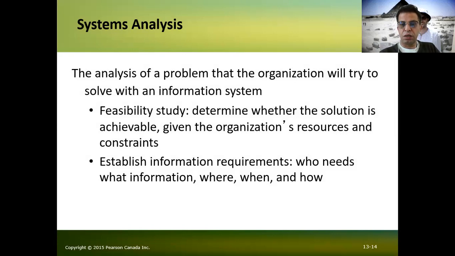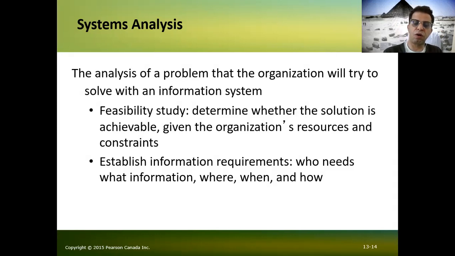So what's a system analysis, or business system analysis, which is usually called BA? It is the analysis of a problem that the organization will try to solve with an information system, like you do when there is a feasibility study, to determine whether the solution is achievable, given the organization's resources and constraints. So a BA's job is to see how you implement it and whether this solution can be achievable or not, by adding more procedures or adjustments or customization.